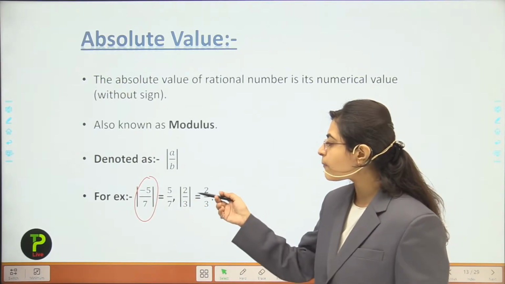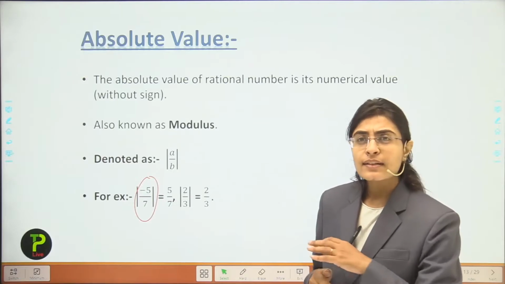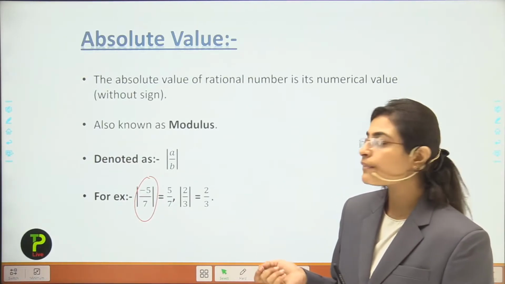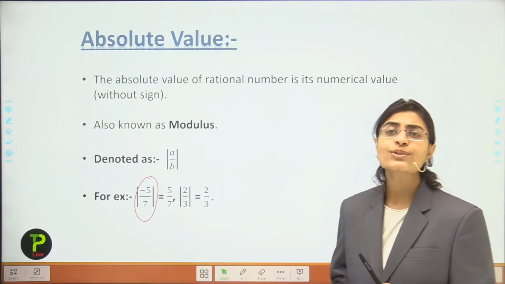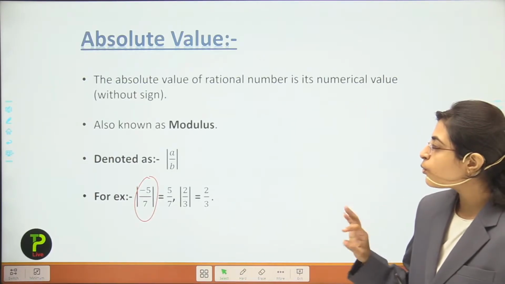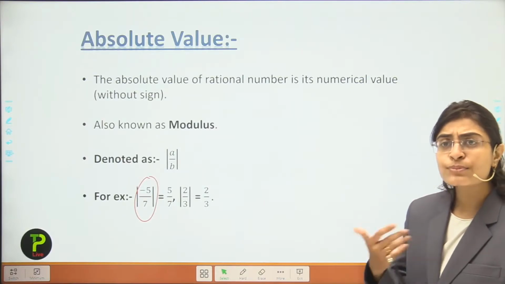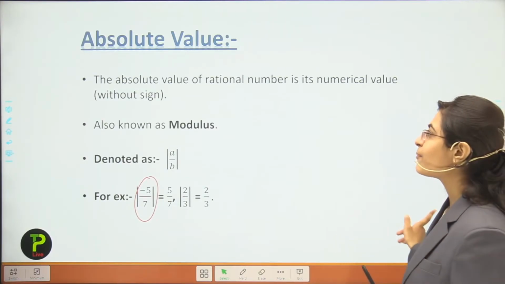In a similar way, 2 by 3. Just be least concerned about the sign and take the numerical value. So the absolute value of 2 by 3 is 2 by 3 only. I hope these examples are also clear to you. Let's move to the next topic.